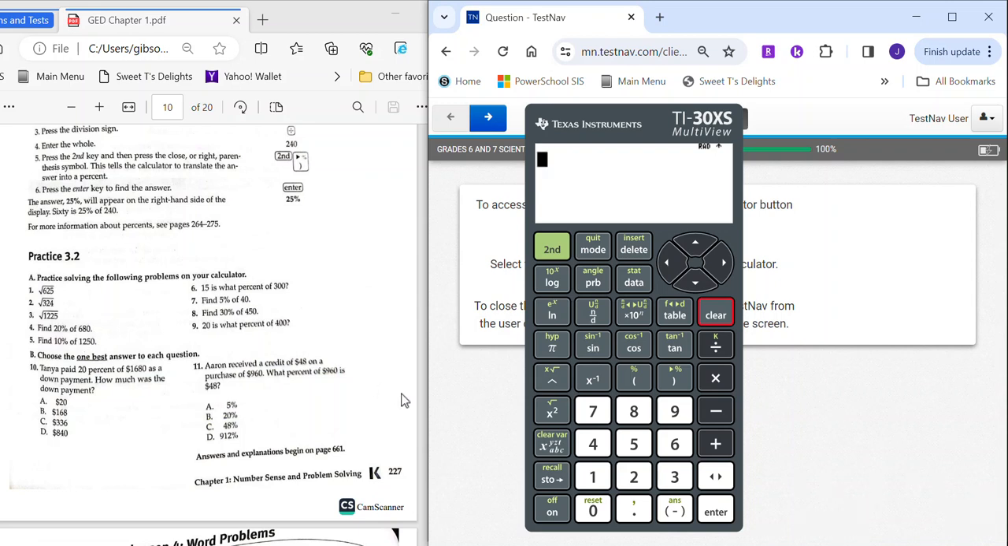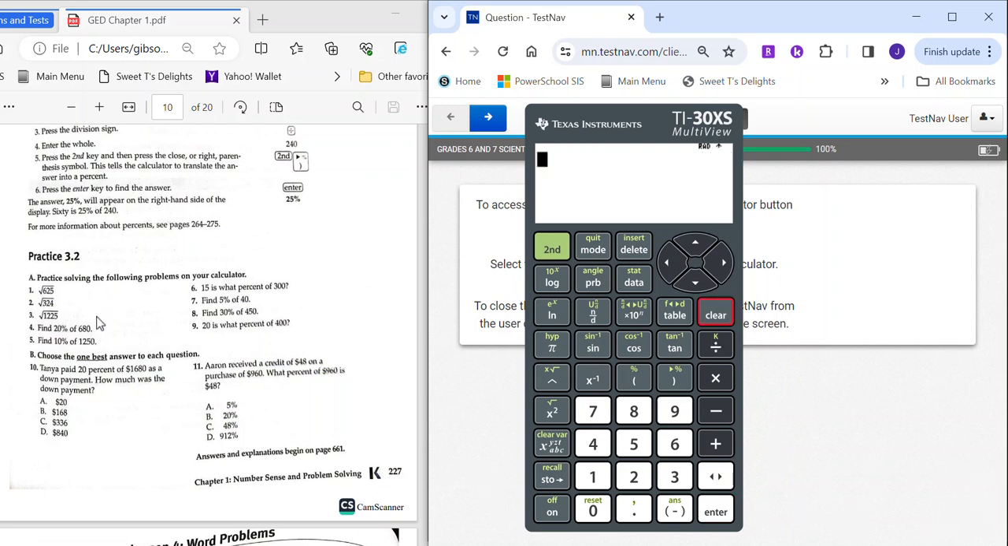Now remember what we did before. We typed in the 680, which is the whole number, times the percent. So we'll type in 20. We'll press second and then the percent key, because remember, we want a numerical answer, not a percent answer. And press enter. So that gave us 136.